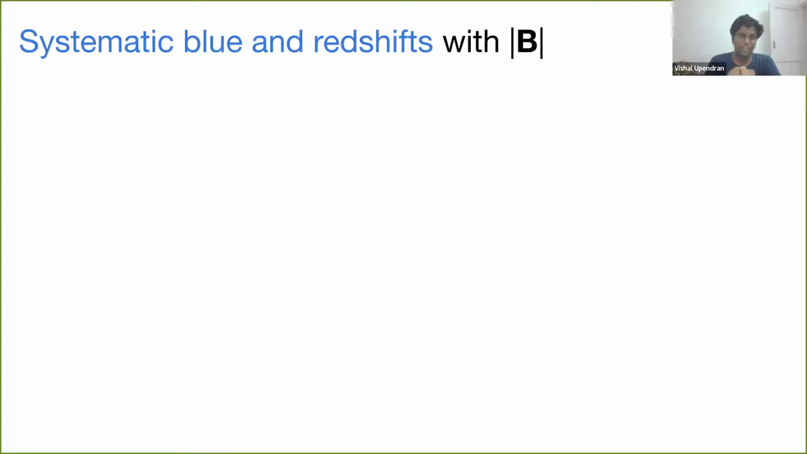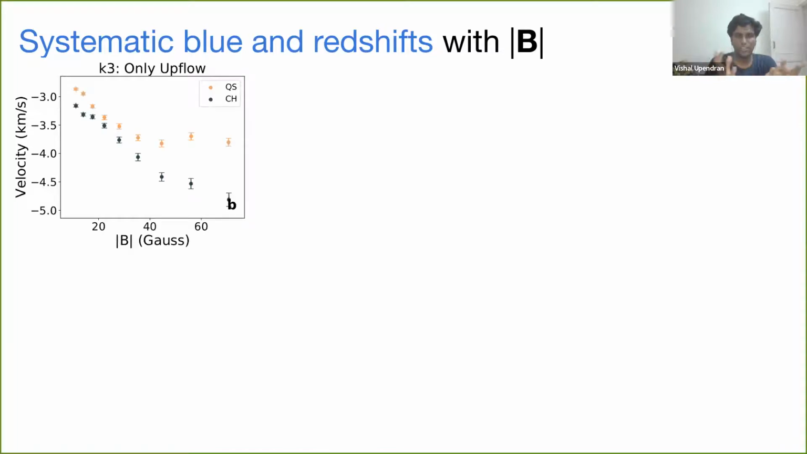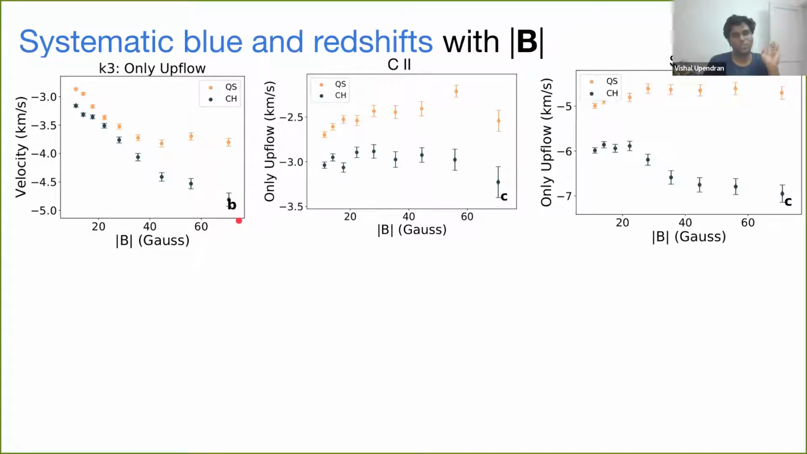Does the magnetic field have systematic effects on the blue shifts and the red shifts in the coronal holes and quiet sun? So first we find that in the coronal holes, in the K3 line, the coronal holes indeed show excess blue shifts when compared to quiet sun, if you only consider blue shifted pixels alone. This is consistently seen in carbon 2 and silicon 4. So if you remember the diagram of the magnetic funnel coming up, you had some upflows, and these upflows were persisting. This is kind of reminiscent of that. You have these excess upflows in coronal holes, which are seen in K3, carbon 2, and silicon 4.